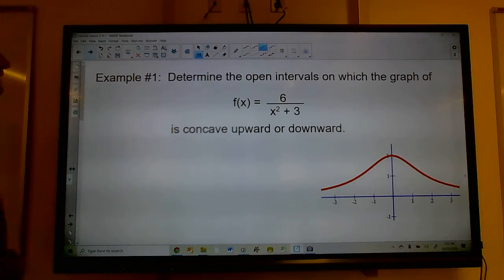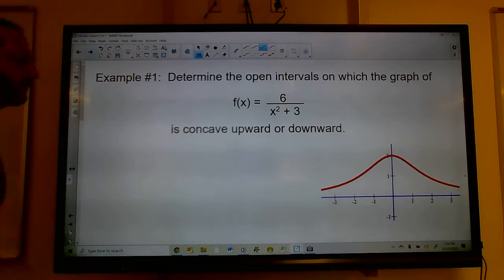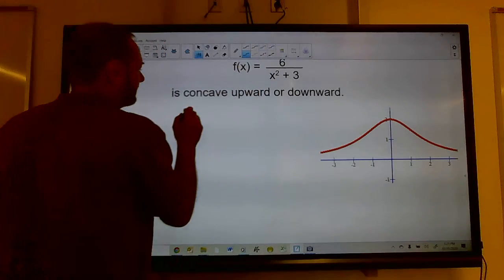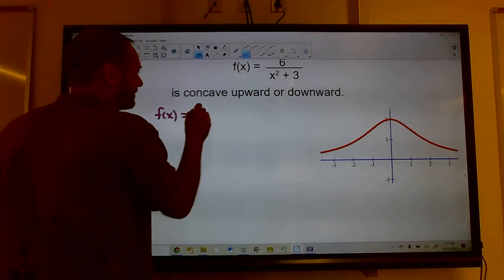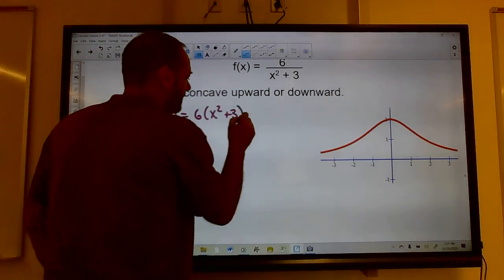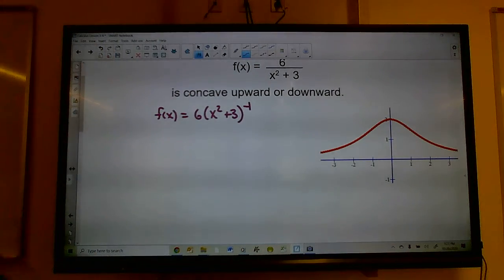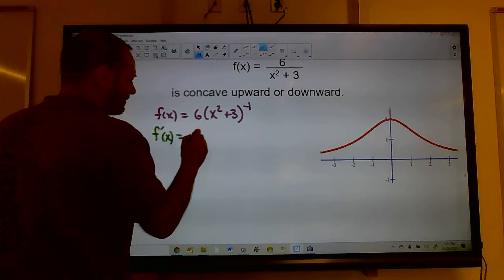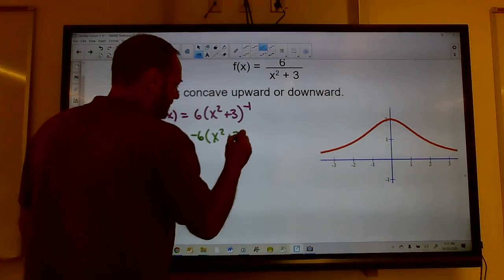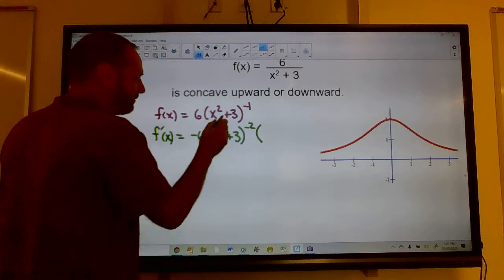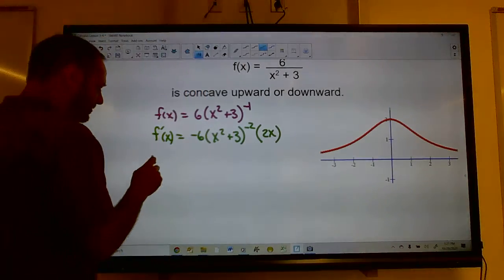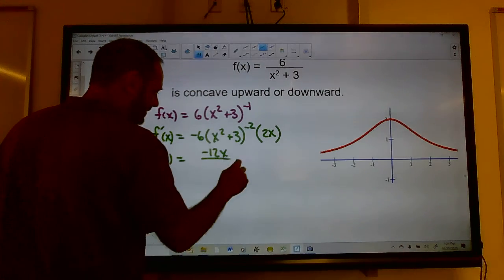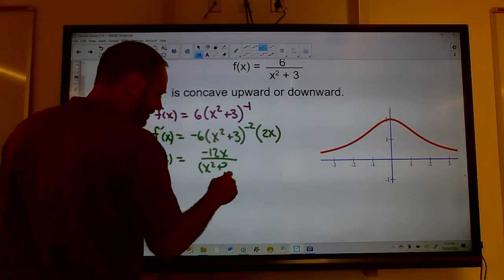So let's determine the open intervals on which the graph of f of x equals 6 over x squared plus 3 is concave up or down. First thing I'm going to do is rewrite it. f of x is going to be 6 times x squared plus 3 to the negative 1. That'll be a little bit easier to differentiate. And so f prime of x is going to be negative 6 times x squared plus 3 to the negative 2, use the chain rule, times 2x. So we'll rewrite this. In the numerator, I'm going to have negative 12x. In the denominator, I'm going to have x squared plus 3 squared.